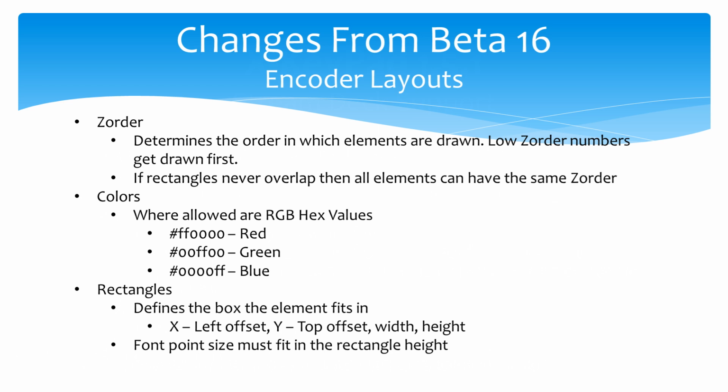And lastly are these rectangles, and this defines the box that the element's going to fit in, and that box has to fit somewhere on the 100 high by 200 wide pixel section of the LCD panel above the encoders. The first number within the rectangle is going to be the X, which is the left offset. That's how far from the left-hand side of that 100 by 200 grid the drawing box is going to be offset. Y is going to be how far down from the top it's going to be.